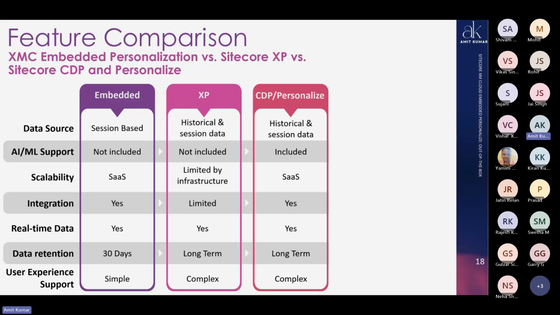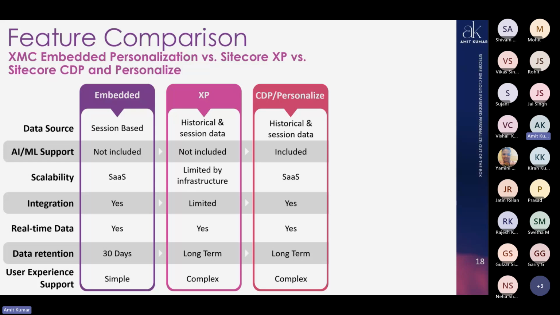AI/ML support is not there in embedded, but in CDP and Personalize, it's present. Scalability: embedded, CDP and Personalize are SaaS products, so you do not need to invest in infrastructure or sizing. But in XP, if you want good scalability, you need to provision more servers for your application based on your user load.